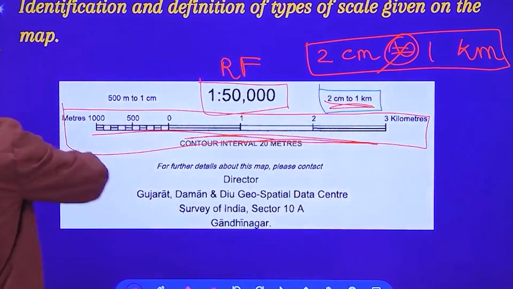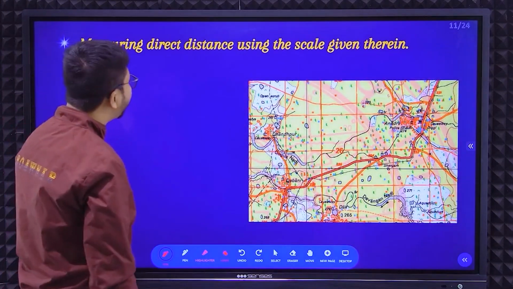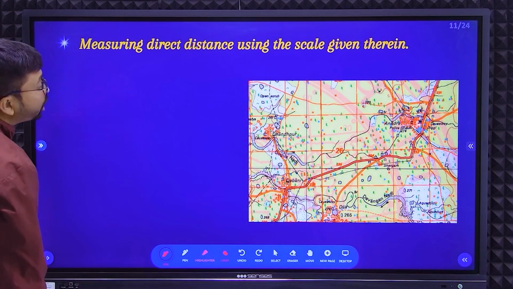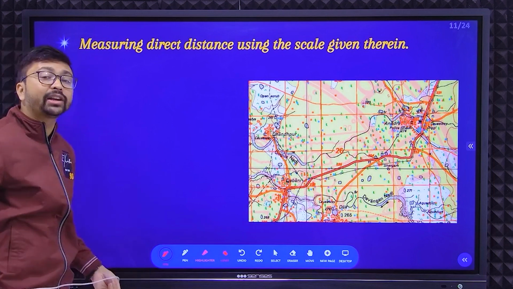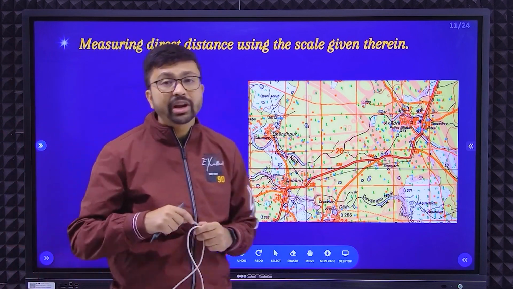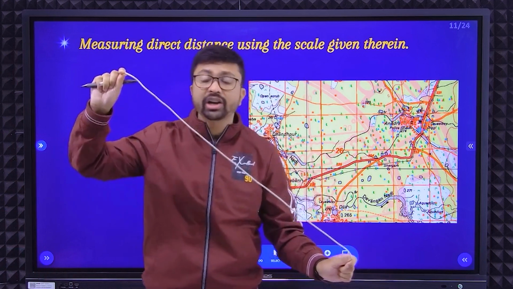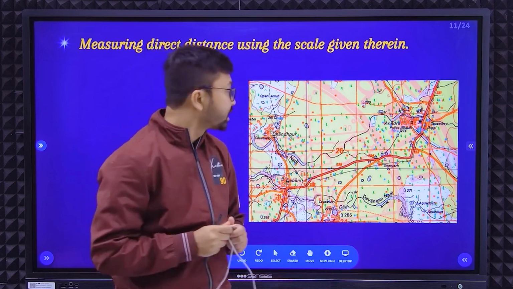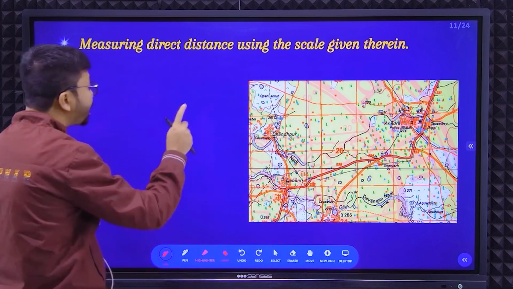Now, according to that, you have to find the distance on the map. The question will be asked, you need to find the distance between two places. For that, in the exam you will get a 20 centimeter long string. You have to use the string and measure the distance. Now how will the distance be? There will be two types.